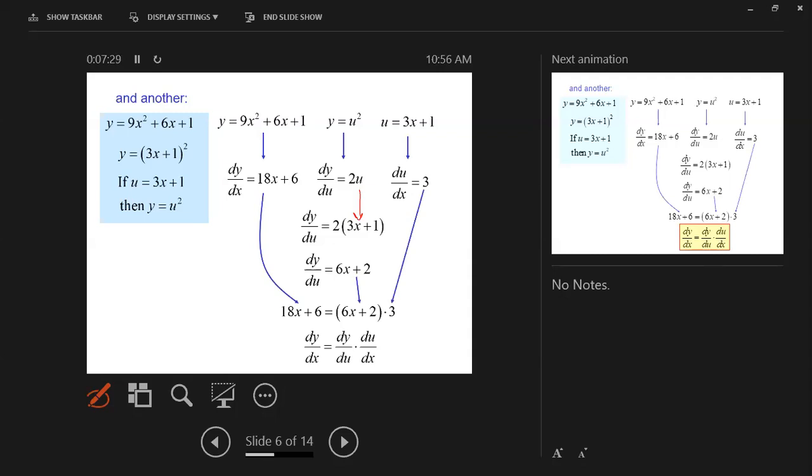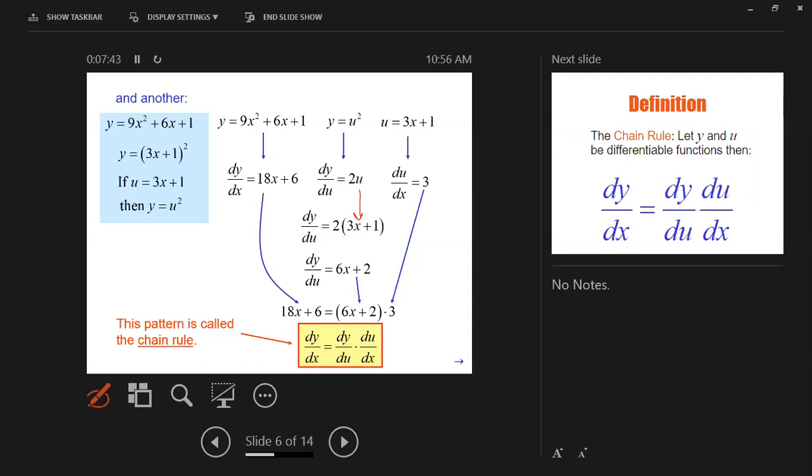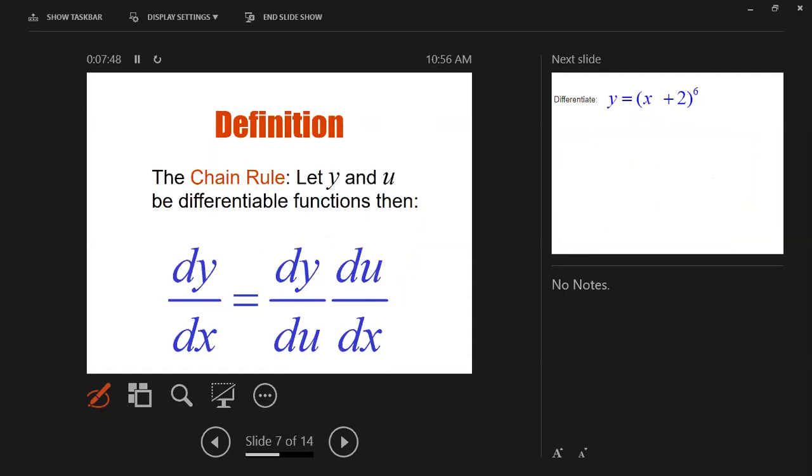Now, typically, we're not going to take simple equations and make them into this form. We're usually going to see them in this form, which we'll see here in a second. So there is my chain rule. This is called the chain rule. And at this point, we could, on our foldable, put on the outside "chain rule," and then on the inside, I would put dy/dx equals dy/du times du/dx.